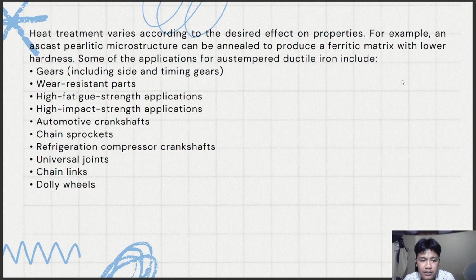Some of the applications for austempered ductile iron include gears, wear-resistant parts, high fatigue strength applications, high impact strength applications, automotive crankshafts, chain sprockets, refrigeration compressor crankshafts, universal joints, chain links, and dolly wheels.